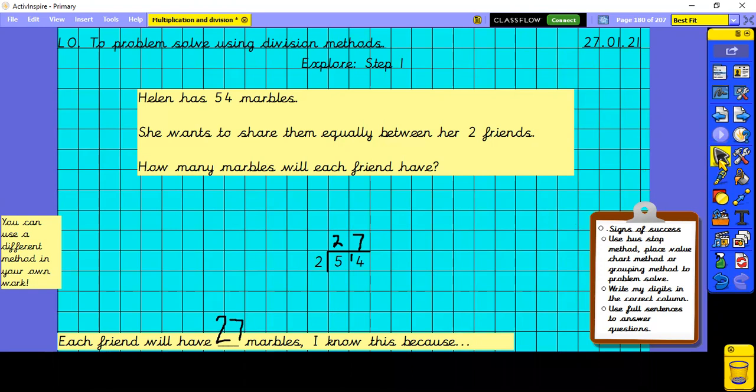And now when we do problem solving, remember we need to use full sentences. So I'm now going to use my stem sentence to answer this question properly. I'm going to say each friend will have 27 marbles. I know this because there are 54 marbles, 2 friends. So if you divide 54 by 2, your answer is 27. So well done if you had a go at that and got that correct. And if not, have a look at the calculation and see where you went wrong.